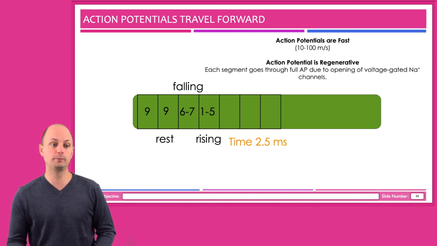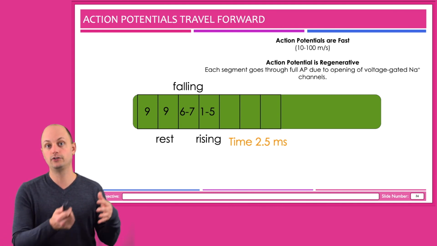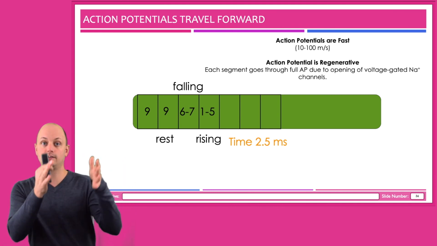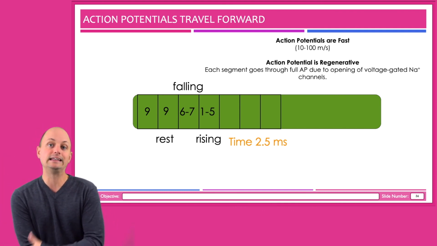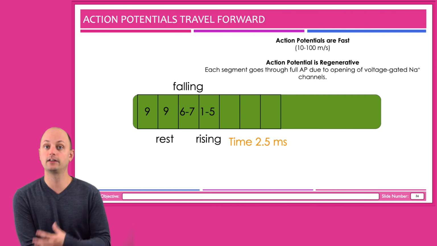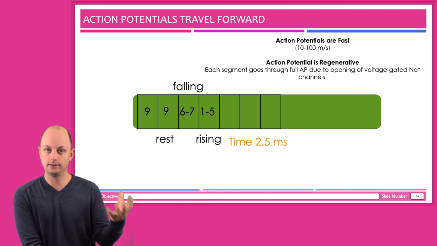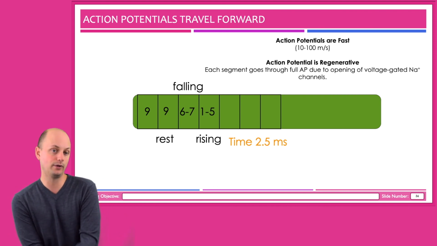So this process repeats over and over and over again, and the action potential develops from segment to segment to segment to segment, all the way down the axon. Each individual segment fires its own action potential, but it looks identical at each point.